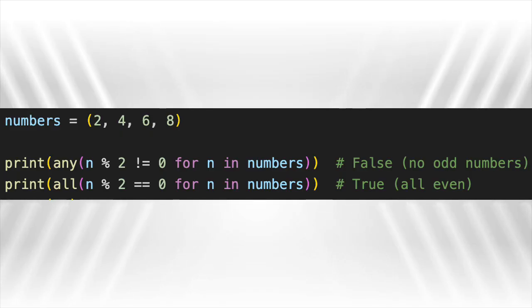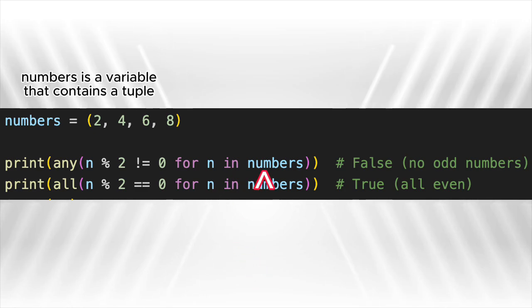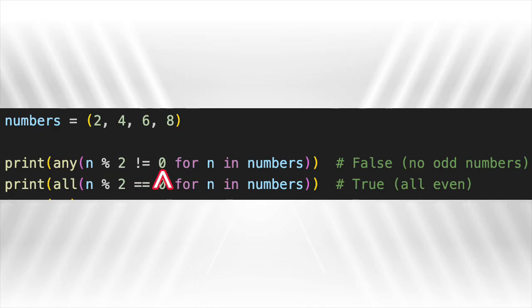To show an actual example, here I have a for loop that checks if the numbers in it are even or odd. So for every number in the tuple numbers, if the remainder of n divided by 2 is not 0, return true. And if any does return true, meaning if any numbers are odd, print true. In this case, false is printed as all the numbers are even.